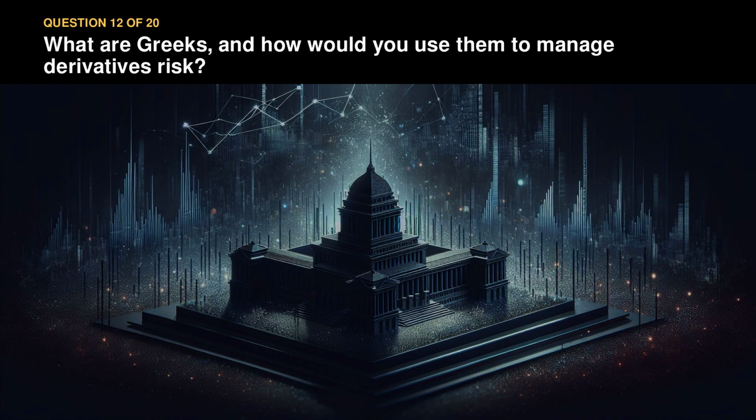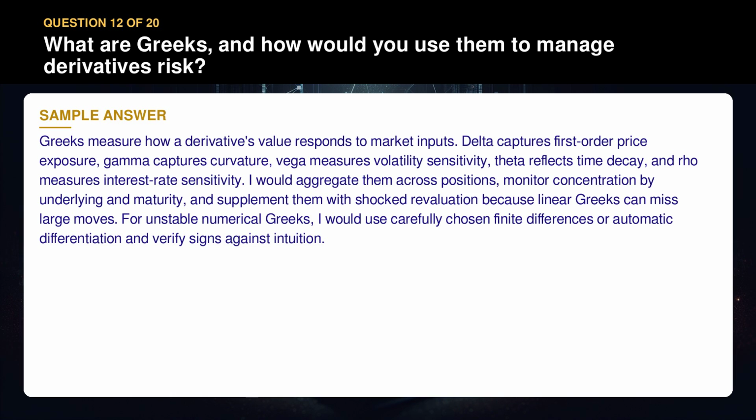Question 12. What are Greeks, and how would you use them to manage derivatives risk? Greeks measure how a derivative's value responds to market inputs. Delta captures first-order price exposure, gamma captures curvature, vega measures volatility sensitivity, theta reflects time decay, and rho measures interest rate sensitivity. I would aggregate them across positions, monitor concentration by underlying and maturity, and supplement them with shocked revaluation because linear Greeks can miss large moves. For unstable numerical Greeks, I would use carefully chosen finite differences or automatic differentiation and verify signs against intuition.